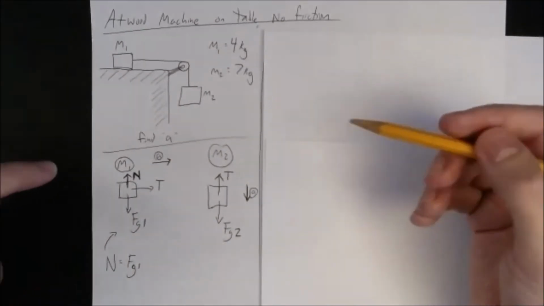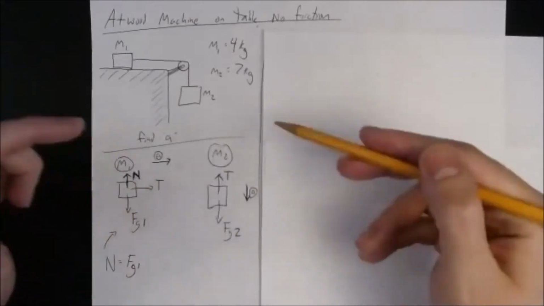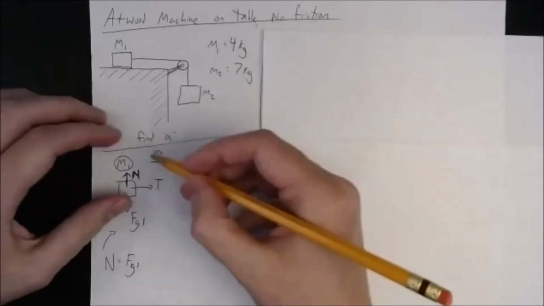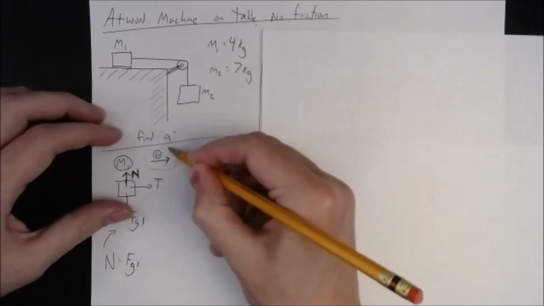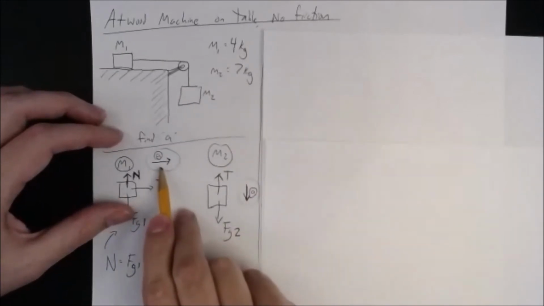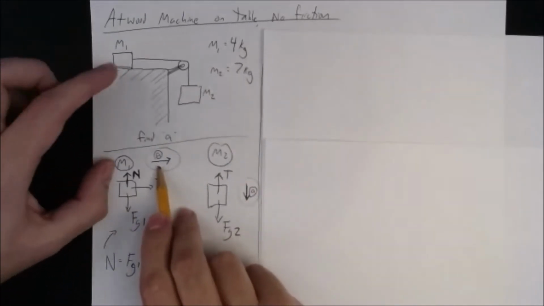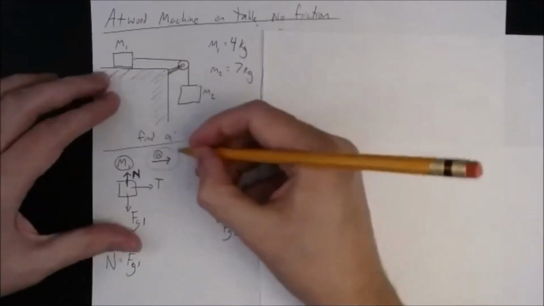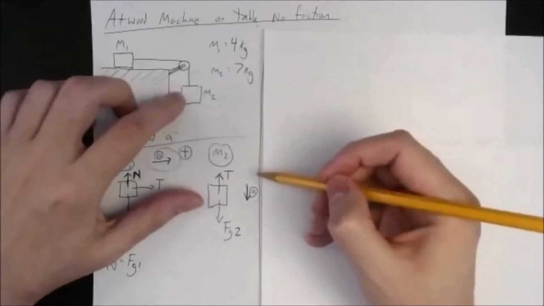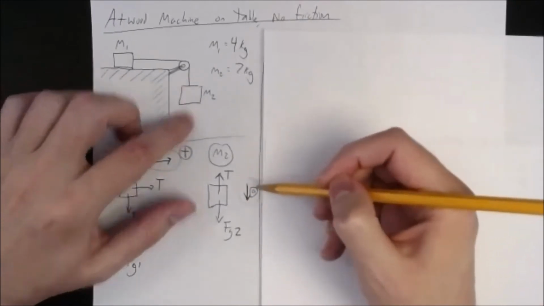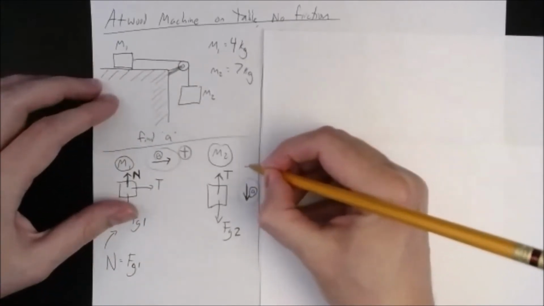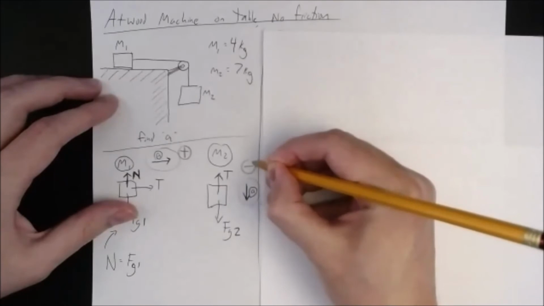We can do one more thing as we are drawing our free body diagrams. We can make a note. This isn't really part of the free body diagram, but we can make a note of which way the acceleration is going to be in each case. In this case, the acceleration is going to be to the right. M1 is going to accelerate to the right. And we say that the right is positive. M2 is going to be accelerating down. That's pretty clear. M2 will accelerate down. We define down to be negative.